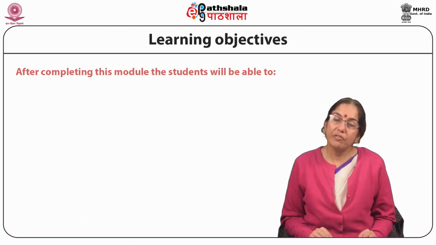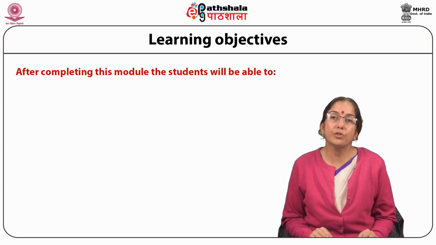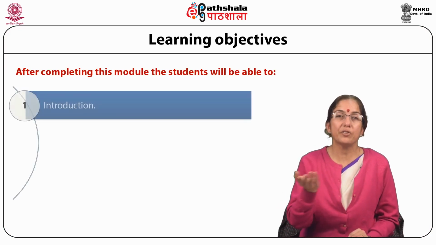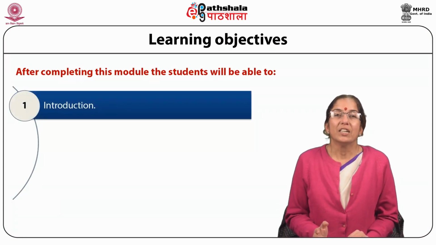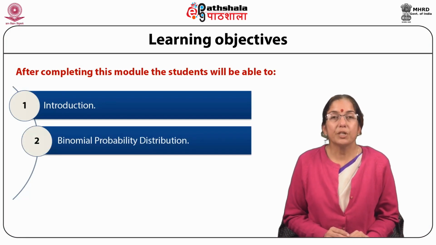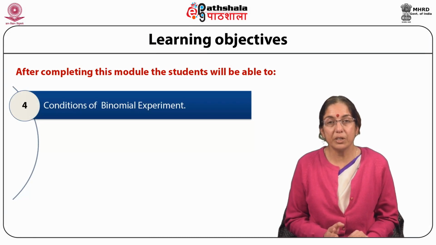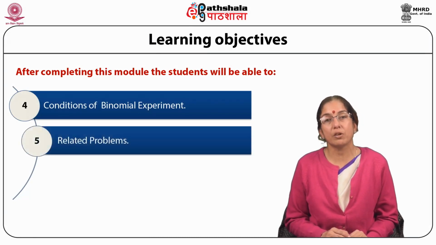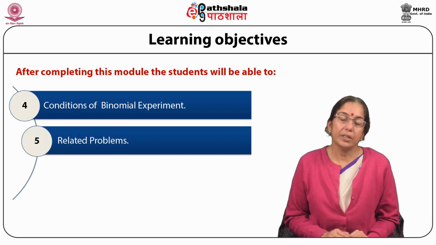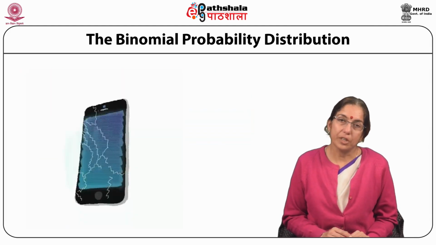Today we are going to talk on module Discrete Probability Distribution, Binomial Distribution under the paper Quantitative Techniques for Management Decisions. After completing this module, you should be able to understand introduction, binomial probability distribution, binomial experiments, condition of binomial experiment, then some related problems are also discussed, and in the end summary. First of all, introduction.